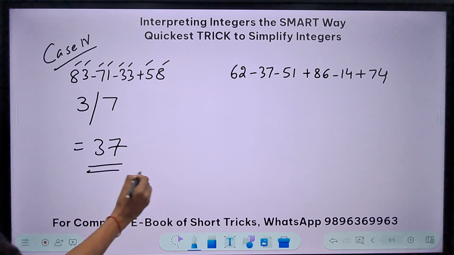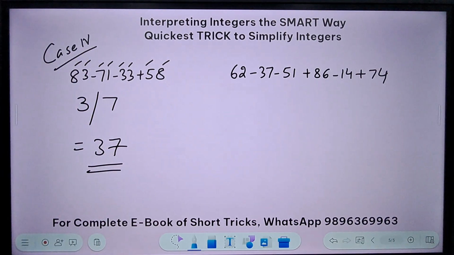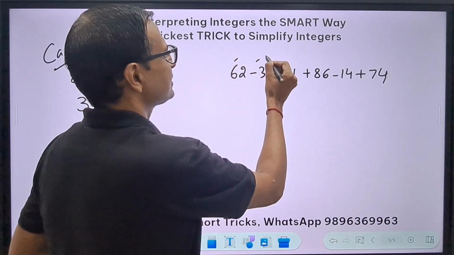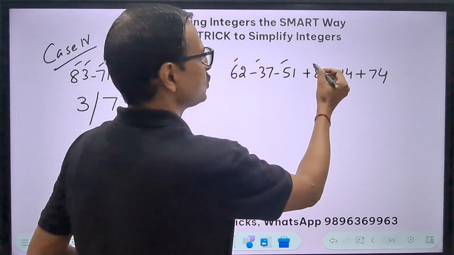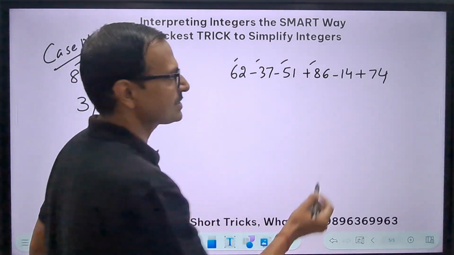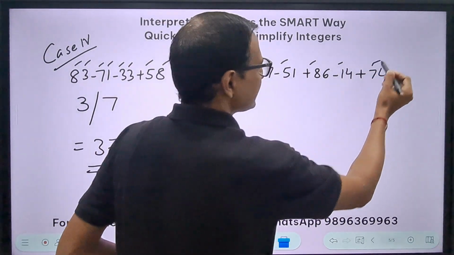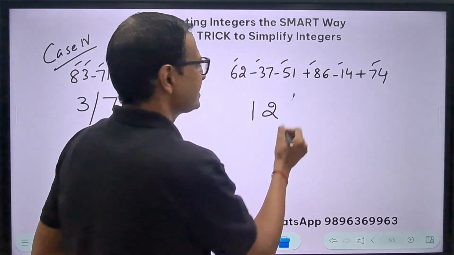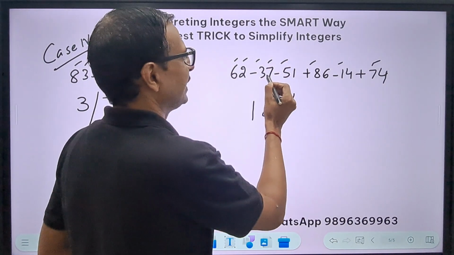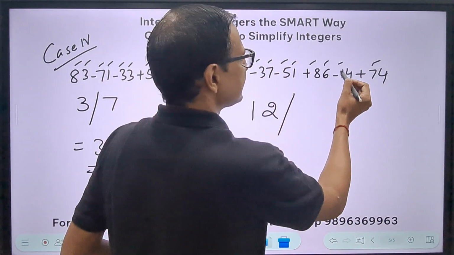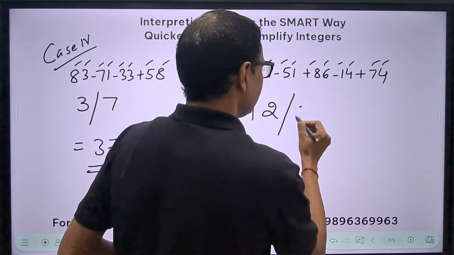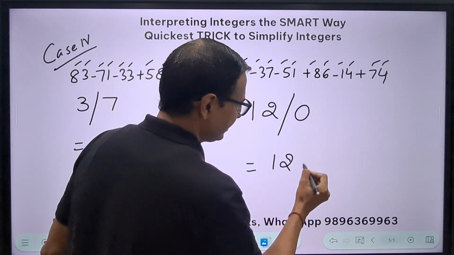Both positive, no worries at all. Nothing, no carrying forward, no borrowing, nothing. Let's see the next one. 6 minus 3, 3, 3 minus 5 is minus 2 plus 8 is 6, 6 minus 1 is 5, 5 plus 7 is 12, 2 minus 7 is minus 5, minus 6 plus 6 is 0, minus 4 plus 4 is 0. So the answer is 120.